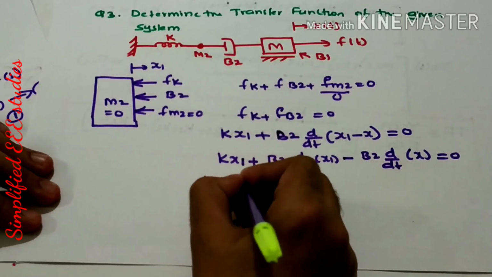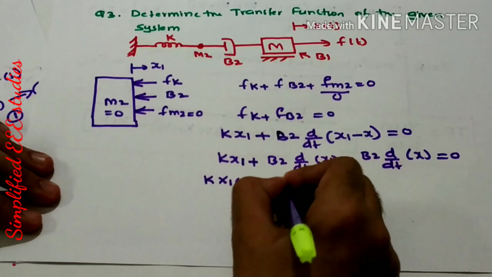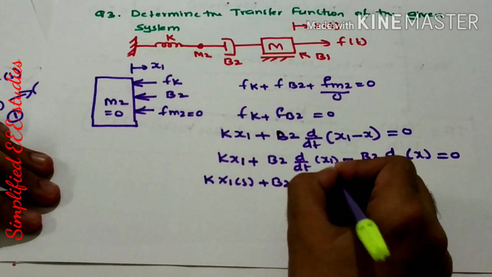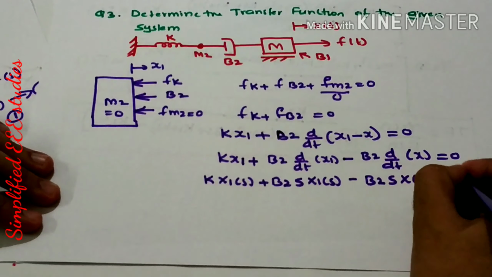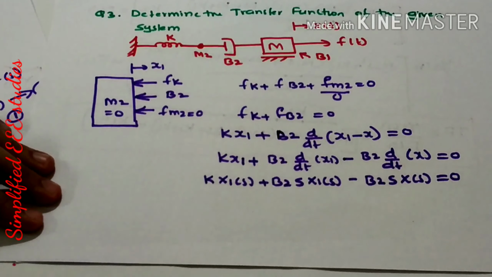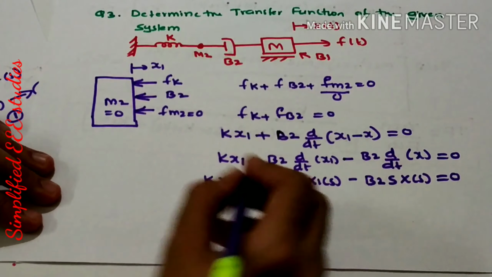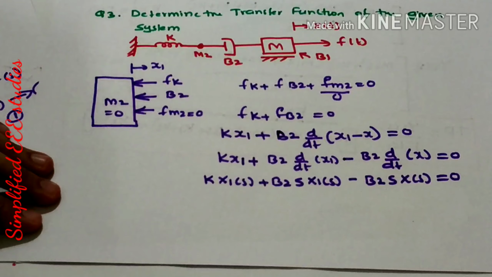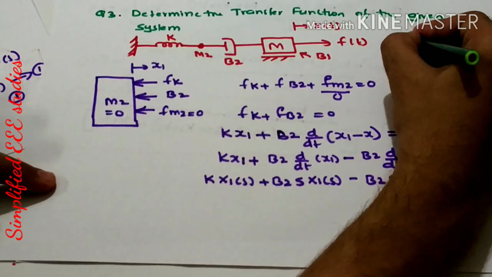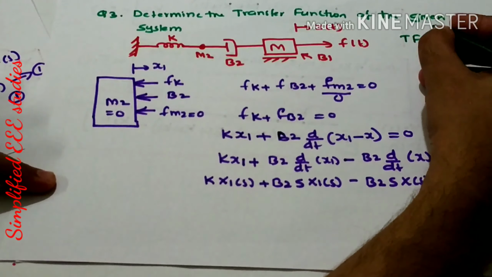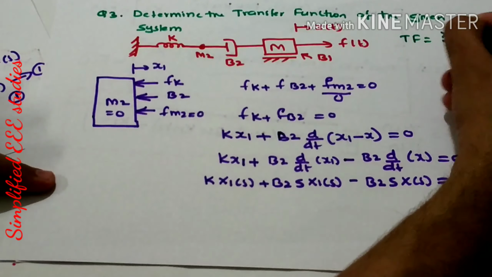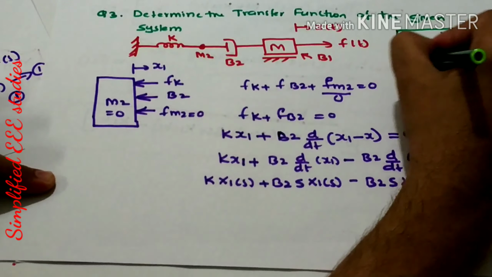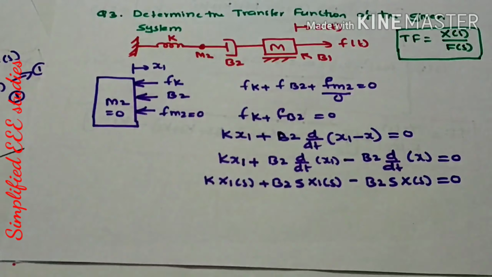K into x1 of s plus b2 s into x1 of s minus b2 s into x of s, that is equal to 0. So what you can do, separate the value of x1. What is our expectation? Our required transfer function is given by output x of s over input f of s. As per the question, this is your expectation. So we need to get everything in terms of x of s by f of s.